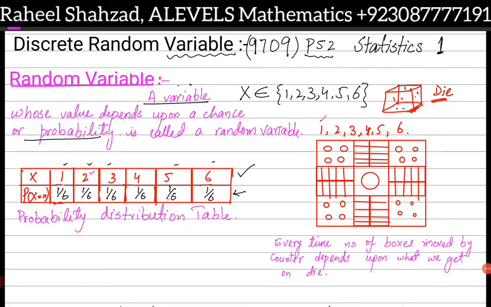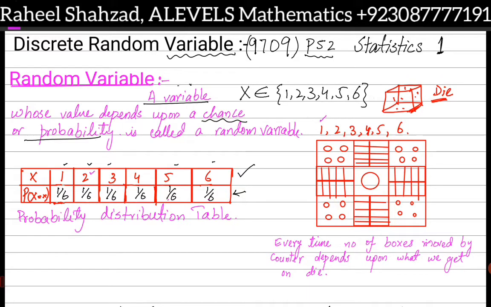Hi students, today we are going to discuss discrete random variables. So first, what a random variable is. A random variable is a variable whose values depend upon a chance or probability. So what we are saying is, a variable whose values depend upon a chance or a probability is called a random variable. Let's discuss an example in order to understand this concept. This is a very important concept in probability distributions.